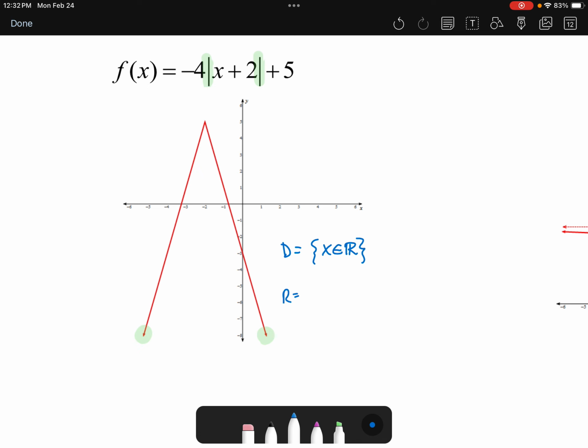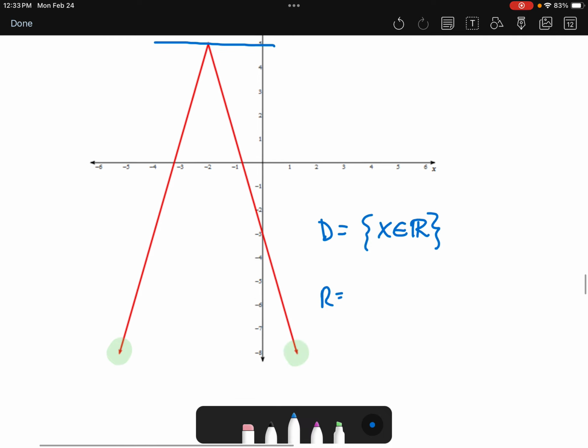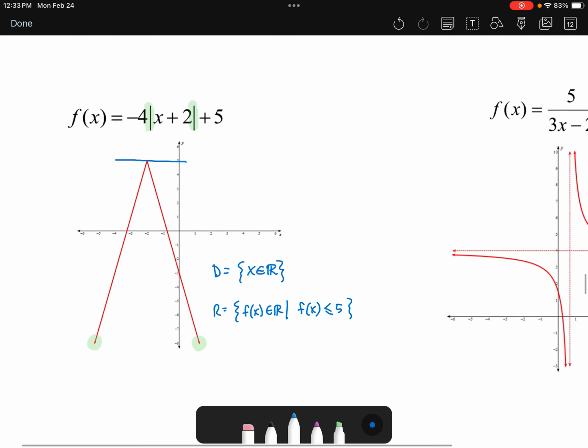For the range though, we do have a limitation here. The limitation is that our y values can be 5 or lower, but never higher than 5. So how do we notate that? f(x) belongs to the set of real numbers such that f(x) is only going to be smaller or equal to 5. So be careful with the direction of your Pac-Man. The f(x) will be smaller or equal to 5, but never greater than 5.